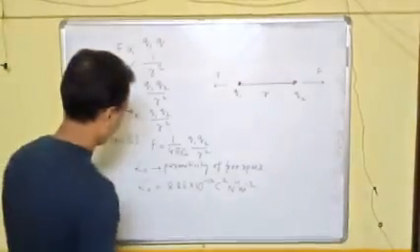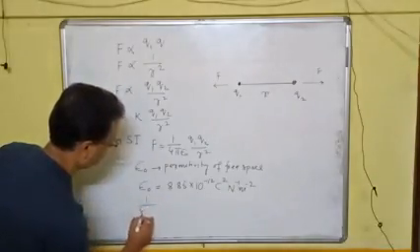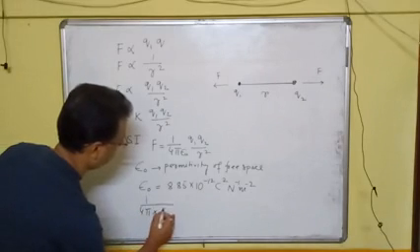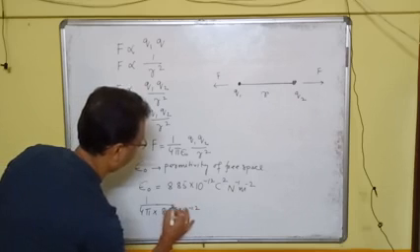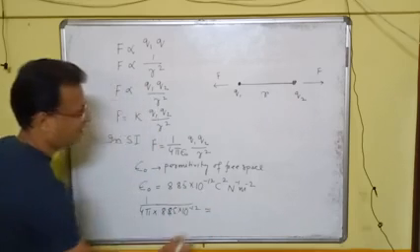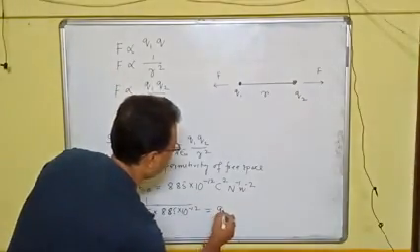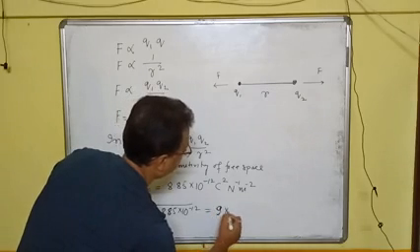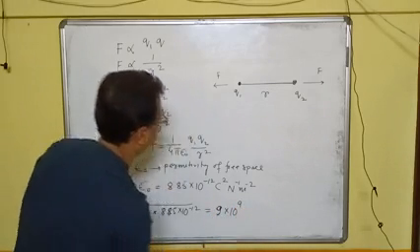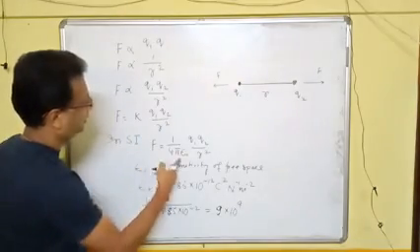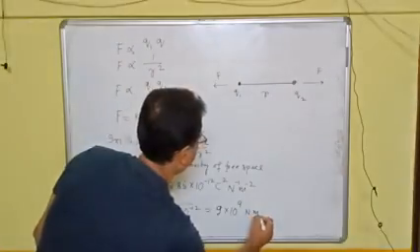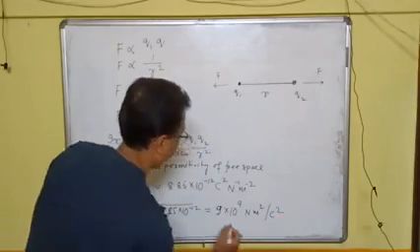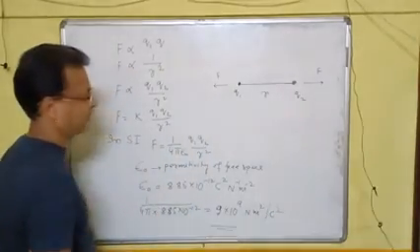Now, if you want to write the whole value of 1 by 4 pi epsilon naught, it is 1 by 4 pi into 8.85 into 10 to the power of minus 12. This value comes out to be approximately 9 into 10 to the power of 9, and the unit will be Newton meter squared per Coulomb square. That's the value of 1 by 4 pi epsilon naught.